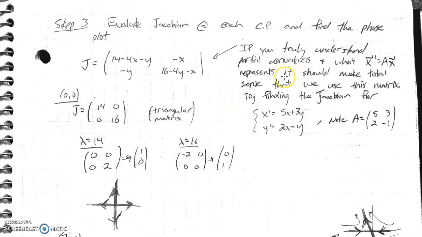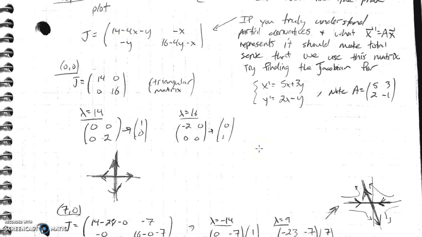And I encourage you to try to find the Jacobian for this: x prime equals 5x plus 3y, and y prime equals 2x minus y. That's one that I just made up, one that you could do eigenvalues on. It might be messy, but you could do it. And notice the matrix A for that is 5, 3, 2, -1. That kind of gets into this. If you understand what a partial derivative is, then it should really make sense what's going on. But that's not easy. So, all right, 0, 0.